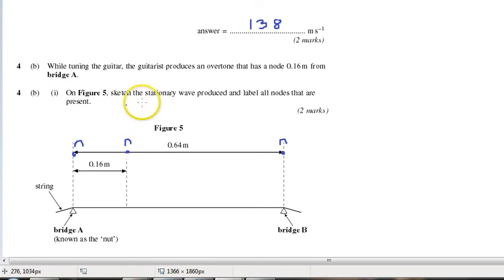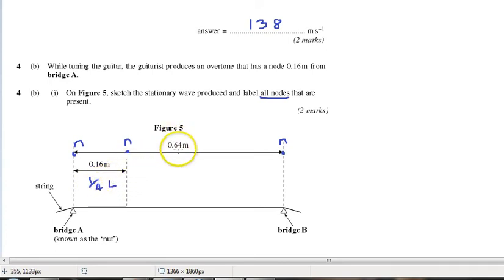Now, the question wants us to sketch the stationary wave produced and label all the nodes that are present. Well, it turns out, if we look here, the total length of the string is 0.64 meters, and the length between these two nodes is 0.16. That's actually a quarter of the length of the string.